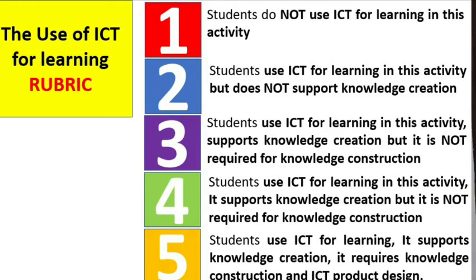So look at the rubric. Take a look at the rubric, and then you will understand the use of ICT in learning further. So number 1, an activity is coded 1 if the students do not use ICT for learning in that particular activity. It is coded a 2 if the students use ICT for learning, but it does not support knowledge construction. It is coded a 3 if the students use ICT for learning, it supports knowledge construction, but is not required for knowledge construction. It's coded a 4 if the students use ICT for learning in this activity, it supports knowledge construction, and is required for knowledge construction.